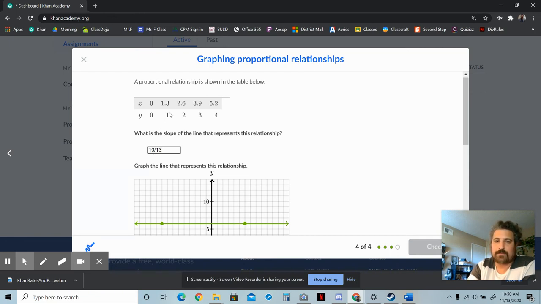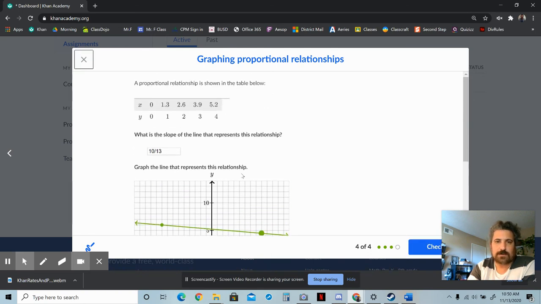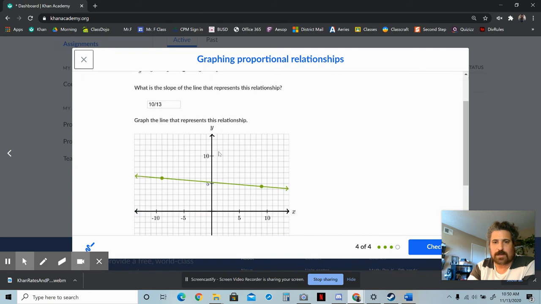Because the ratio of y over x is 1 over 1.3, and an equivalent ratio to that would just be 10 over 13. So here we're going to go when x is 13, y is 10. So when x is 13, so 10, 11, 12, 13. When x is 13, y is 10.